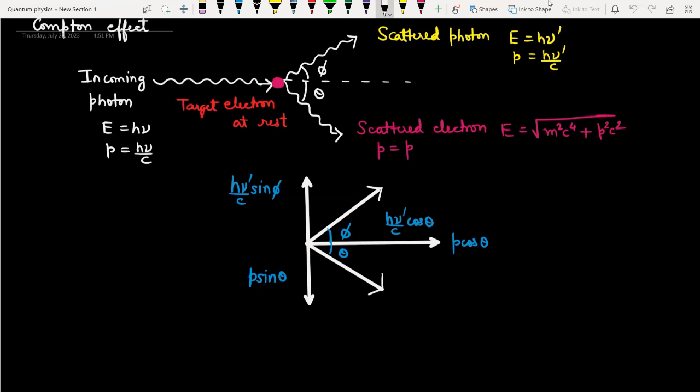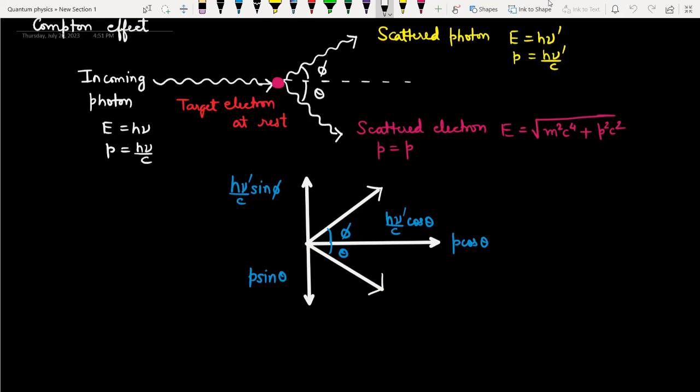Now I have basically resolved this linear momentum along the axes, because the angles are involved here, the phi and here the theta. So when we write the linear momentum in the x direction, we'll use the conservation of linear momentum in the x direction and in the y direction. Obviously the components of the linear momentum would be involved, because as we know, linear momentum is a vector. We won't write such components for the energy because energy is a scalar.